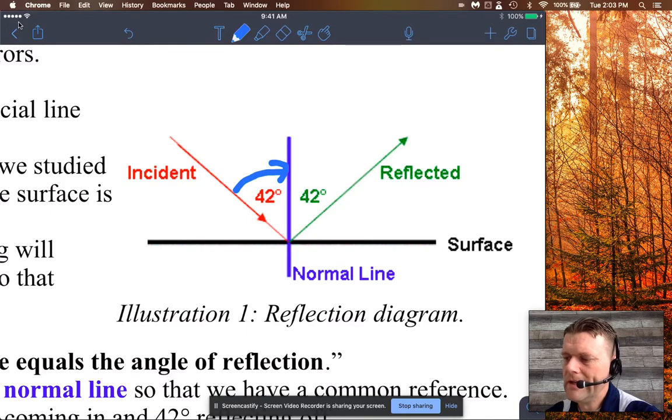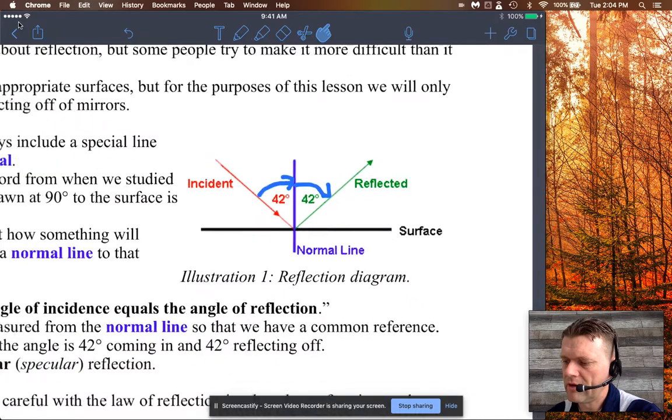We'll see that shortly. So you can see the incident angle is 42 degrees. The reflected angle is also 42 degrees. So we might say the angle of incidence equals the angle of reflection. So fairly straightforward. There's lots of examples. You do a bounce pass in basketball, you shoot a puck off the boards in hockey. You can see evidence of reflection with objects, and the same thing happens with light.